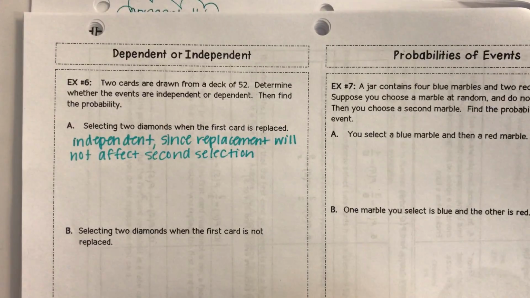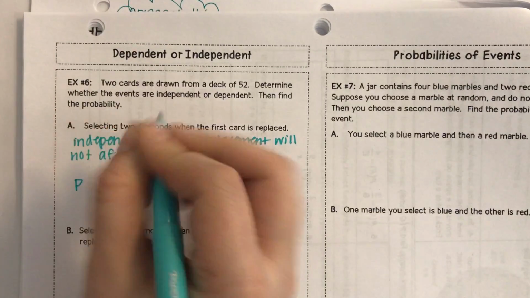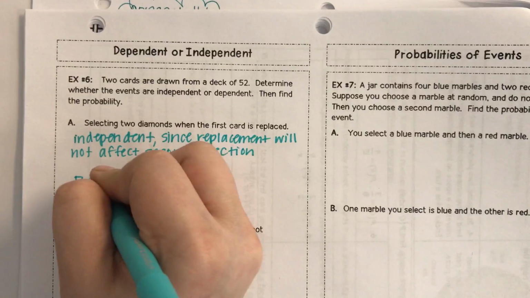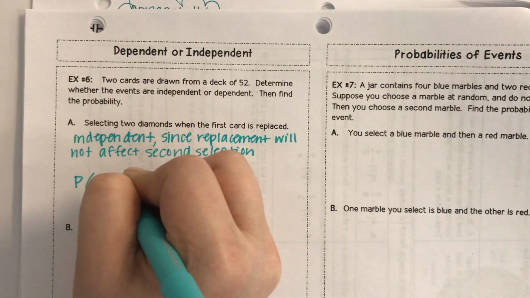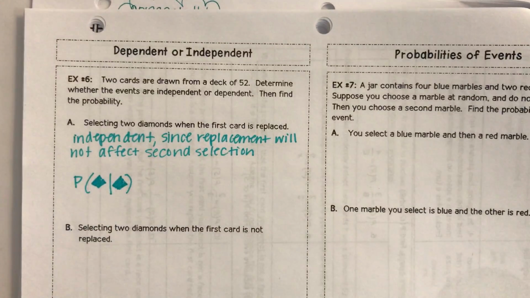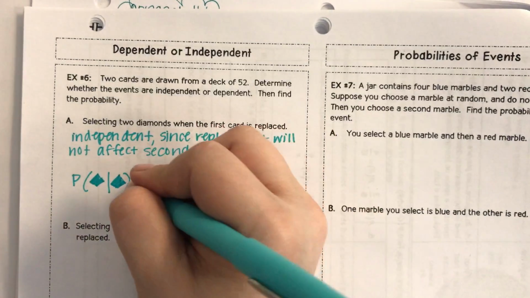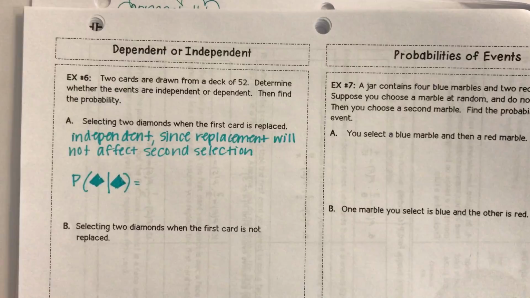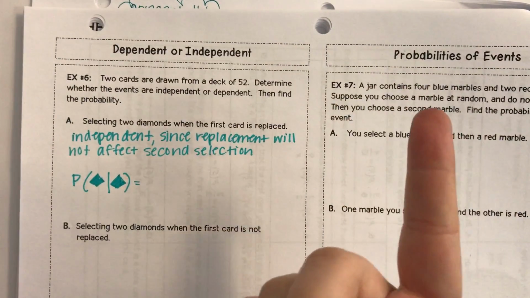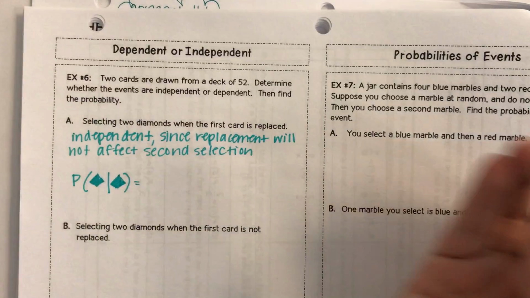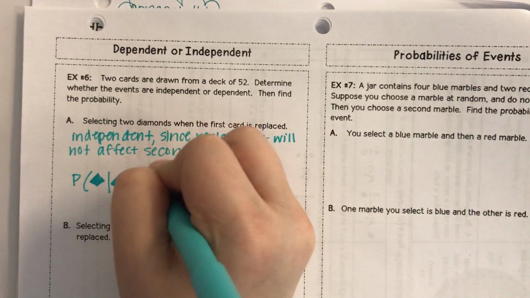So now we're going to figure this out. What's the probability of drawing a diamond, and then I put it back, and then I draw another diamond? So, probability of a diamond given a diamond. Those are diamonds in case you can't tell. Well, how many diamonds are there in the first place? There's 4 suits. One of them is a diamond. 52 divided by 4 is 13 out of 52.